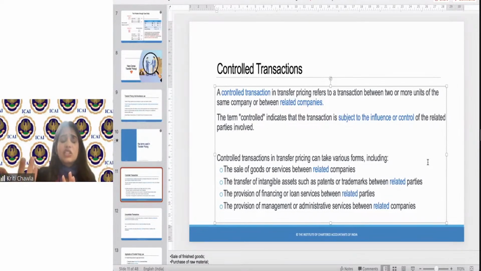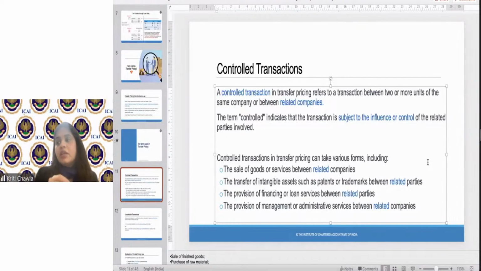This controlled transaction could be anything. Maybe there's a parent company purchasing raw materials from another company, or there is a transfer of intangibles. There is a definition of intangible also, but maybe there is a patent or a trademark which belongs to a parent entity, and the parent entity is selling that trademark to a related party. That is a controlled transaction. Or maybe a parent company is providing a loan or a guarantee to the subsidiary company. That is a controlled transaction.